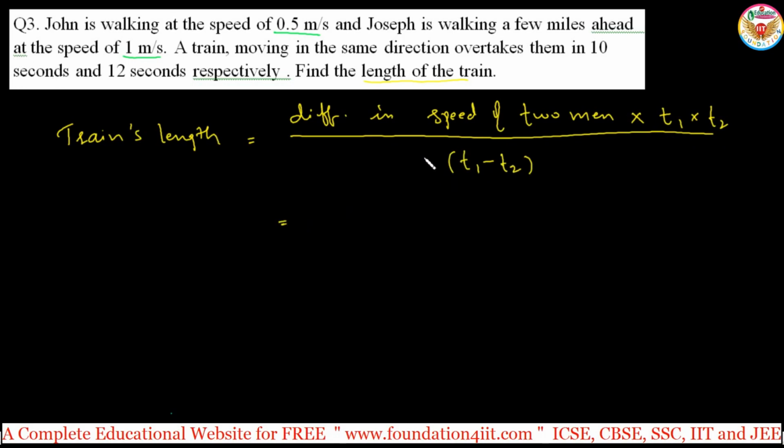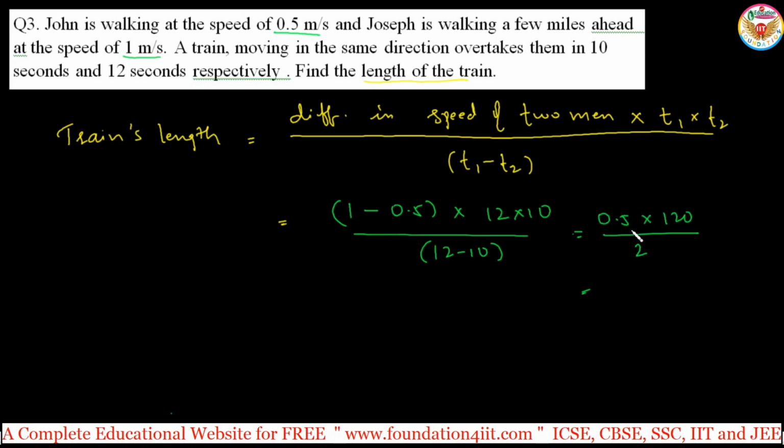Two times are there. So the difference in speed of the two men. Then the speeds are 0.5 and 1, no? So the difference, that means take the bigger number, 1 minus 0.5, into the time. One is 12, one is 10 seconds. So 12 into 10 divided by, again, 12 minus 10, the time difference. You can calculate, you get the answer. 1 minus 0.5 is 0.5, into 120 by 2, 0.5 into 60 is 30. Okay, 30 meters. 30 meters is the train's length.